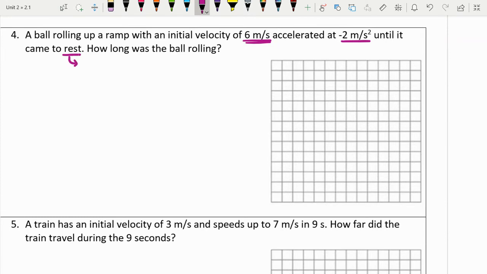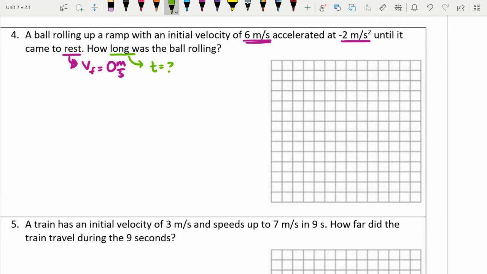Now, hopefully, at this point in your problem-solving career, you're getting that intuitive piece to look for those clues. But to come to rest, that means that the final velocity is going to be 0 meters per second, right? It's slowing down until it stops. Okay. So we know those things. And then they want to know, this one's kind of fun, you guys, how long the ball was rolling. So really, how long is it going for? It's that we're looking for time. That's what we're trying to find. Okay, so we've got velocity, we've got acceleration, we're looking for time.